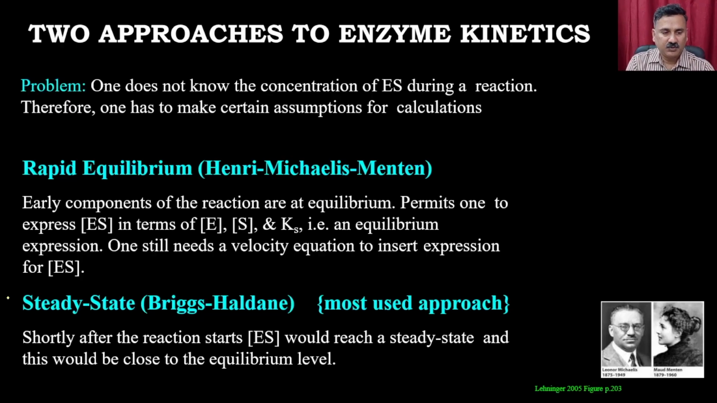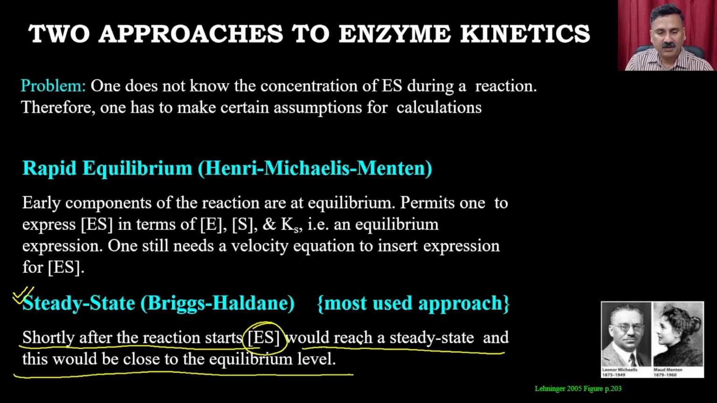Now let's go to the next approach. The next approach is called the steady state Briggs-Haldane approach. Shortly after the reaction starts, when the ES starts forming, it would reach a steady state, and this would be close to the equilibrium level, okay? So the steady state assumptions are more accurate.